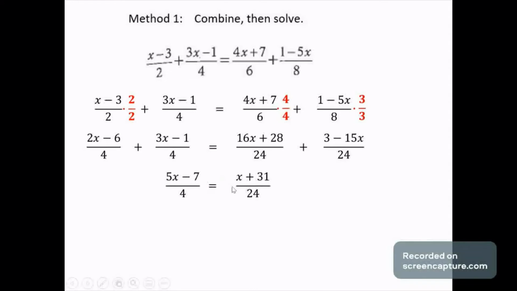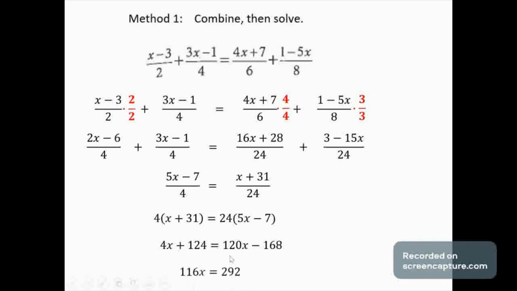Now we have a fraction equals a fraction. We can do what I said before, the cross multiplying. So 5x minus 7 times 24 and 4 times x plus 31. And we get to this, all right? 4 times that, 5x minus 7 times that. Multiply through 4x plus 124, 120x minus 168. Now getting the x's on one side and just the constants on the other. I have 116x because I subtracted 4x, and then I'm going to add 168 over here to get 292. And finally, divide by 116 to get this decimal.